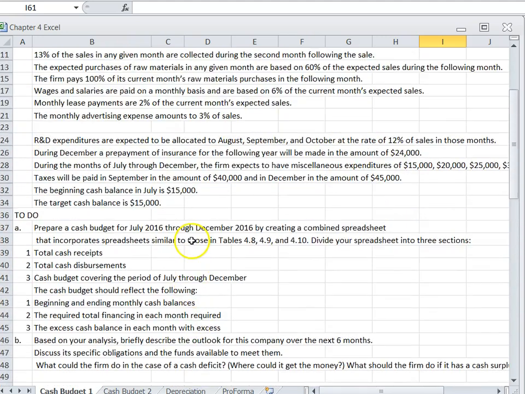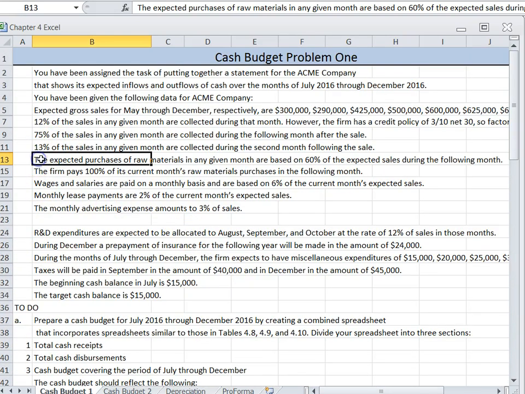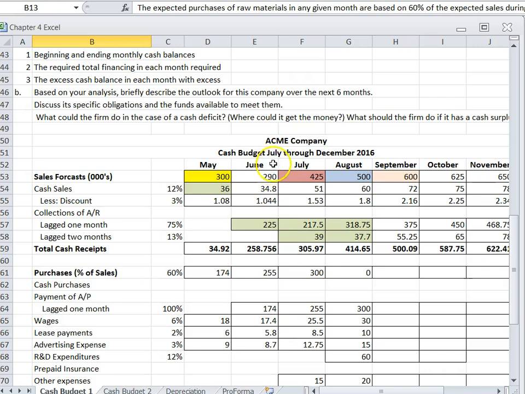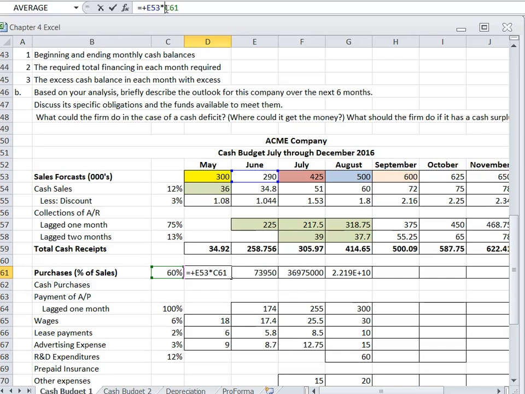Now let's move up to the instructions again and read the next line. The expected purchases of raw materials in any given month are based on 60% of the expected sales during the following month. Okay, so 60% of the sales of the following month. Okay, so let's move down here. So, purchases. This is going to be 60% of June. So let me put that formula in, plus June times 60%. Okay. Oops, lock down that cell.